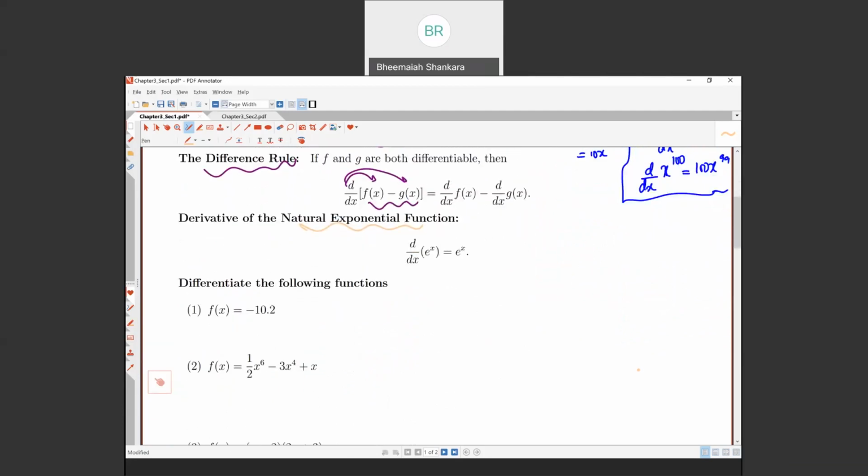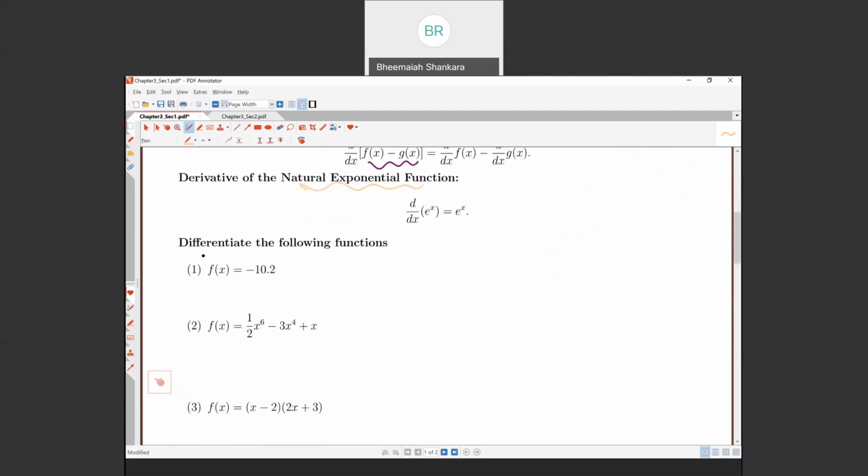So let's do some examples. Differentiate the following functions. The very first function is a constant. So you want to write the derivative d/dx of the function f of x. The function is negative 10.2, which is a constant, so replace it. And by the very first formula, the derivative of any constant is 0, so we write 0.